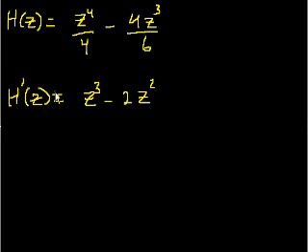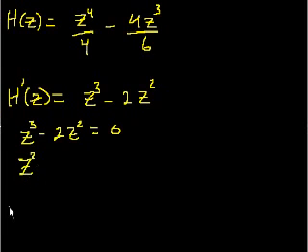And so we just have to figure out when this function is greater than 0 and when it is less than 0. To figure this out, we really just have to break out our algebra toolkit to figure out when this function is equal to 0. So let's set z cubed minus 2z squared equal to 0. We could factor out a z squared, and then we have z minus 2 equal to 0.